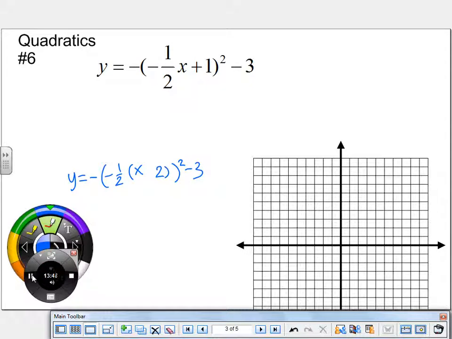All right, so I'm going to write what I think you guys already have on there. And make sure that you have this listed as a horizontal stretch because of the 1/2.